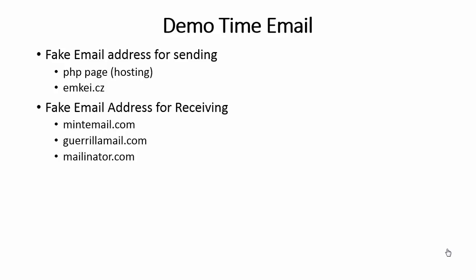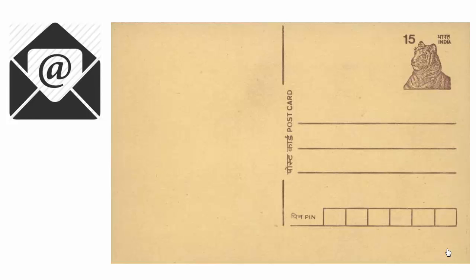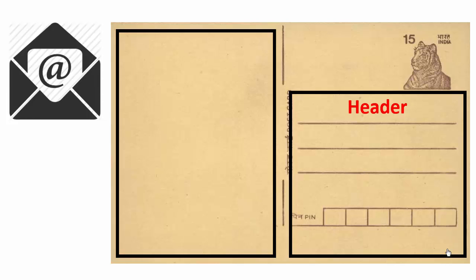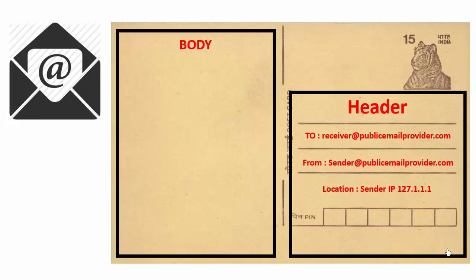Before proceeding, we need to understand how mail works. In the simplest example, think of mail like a postcard, and every email works in two parts: the first part is called the header and the second part is called the body. In the header, you mention the address of whom you want to send the mail to, then where it is from, including your ID and your location. In the body part goes all the message.